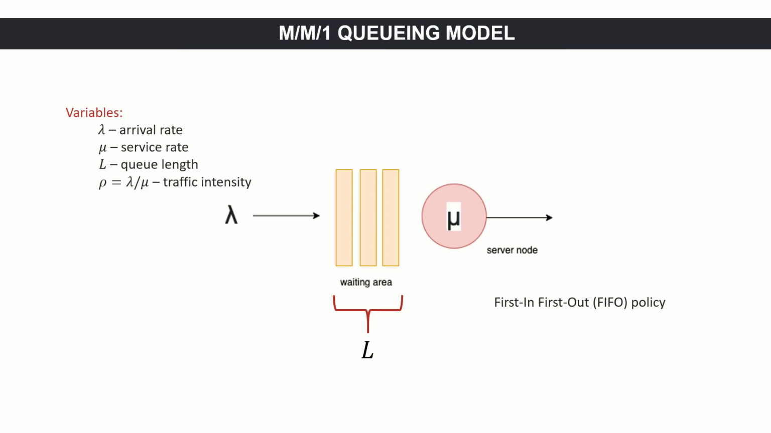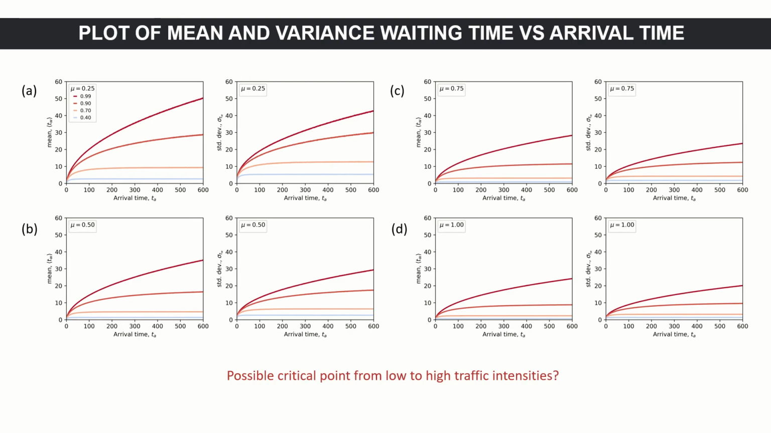In our study, we simulated an MM1 queue system and analyzed the transient behavior of its waiting time curves. The MM1 queuing model is the simplest stochastic queue system, which is composed of a single server and a single queue with a first-in, first-out policy. We calculated the mean and variance waiting times of all agents and plotted them against their time of arrival.